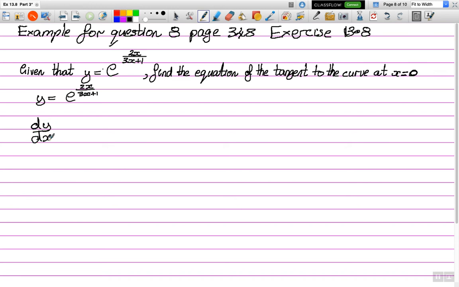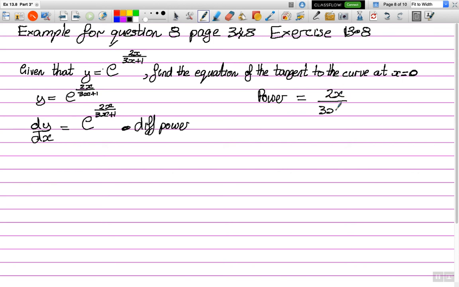And what do we know? We know that an e function does not change. So it'd be e to the 2x over 3x plus 1. And then we multiply by the differential of the power. Ooh. So we need to know the power. What's the differential of the power? Well, the power currently is a quotient.